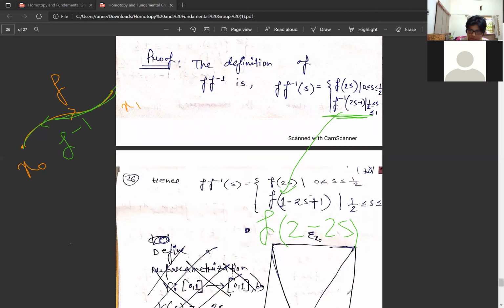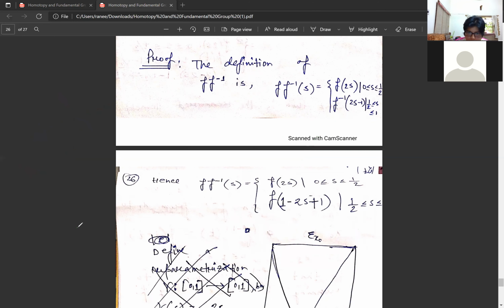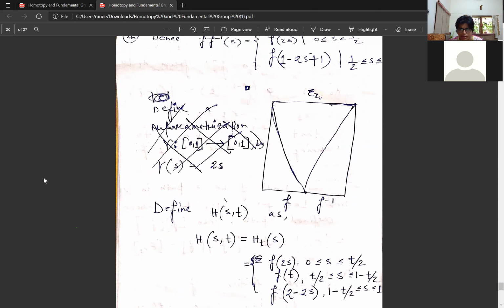Right, so yeah, this was the thing, and so this is the f inverse. So now what can be my homotopy? Here I did not take the help of reparametrization, because this is quite intuitive in some sense. If you see, I defined a homotopy between f inverse and the constant path epsilon x naught. So look at the picture.